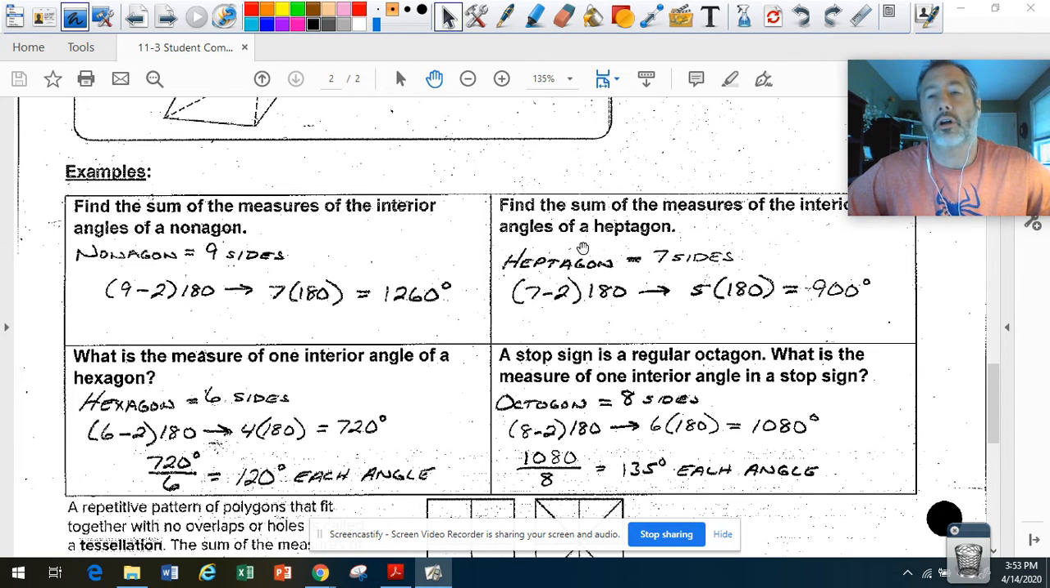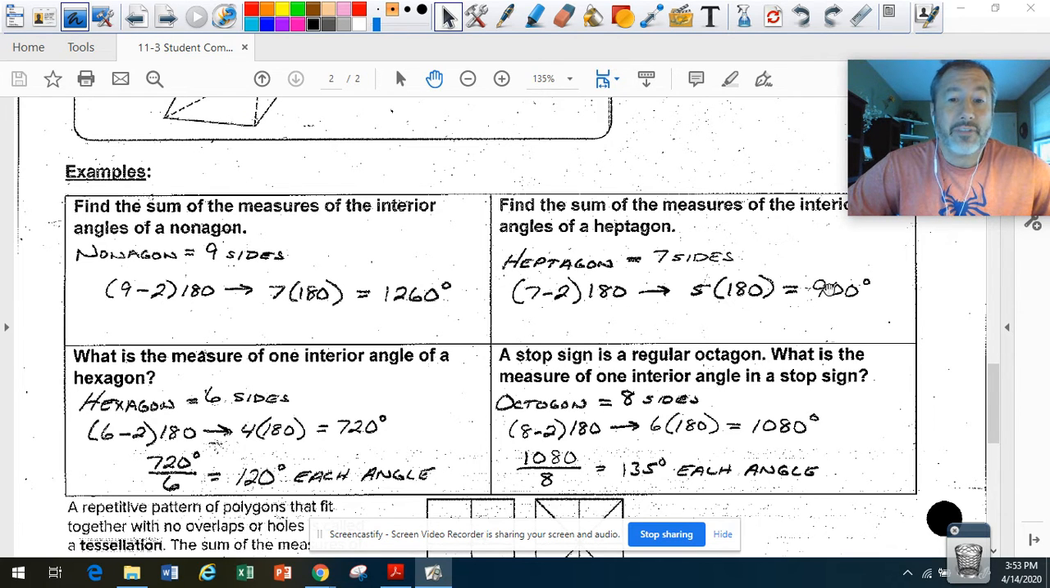Let's look at a heptagon now. Find the sum of the measures of the interior angles of a heptagon. We know that a heptagon has 7 sides. We want to see what is the total degrees of the interior angles in a heptagon. So we use our formula, n minus 2 times 180. We have 7, which is our n, minus 2 times 180. 7 minus 2 is 5, and 5 times 180 is 900 degrees. So any heptagon that you draw will have a total of 900 degrees.